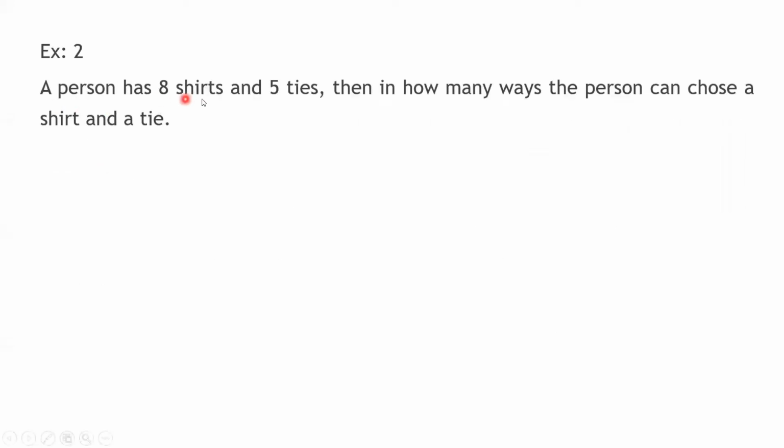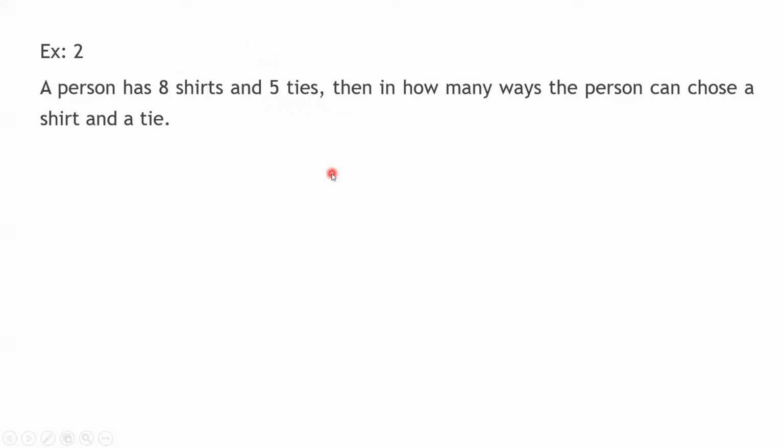A person has 8 shirts and 5 ties. Then in how many ways can the person choose a shirt and a tie? Means both he has to wear, shirt as well as tie. Again, multiplication we are supposed to do. For 8 shirts, there are 5 ties. So first shirt, first tie. First shirt, second tie. First shirt, third tie. Like that, I can choose. Means for each shirt, there are 5 ties.